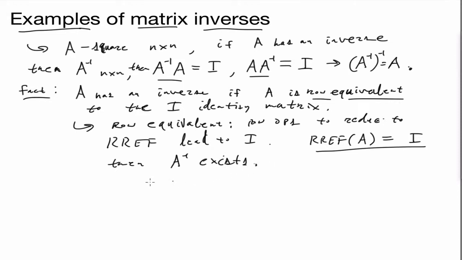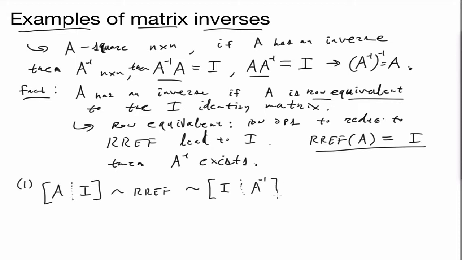Now the question is, let's find it. From the previous video, we saw there was a really nice trick. First we take A and augment it with the identity matrix, and then reduce to row echelon form. If you do enough row operations so that A reduces to the identity, then on the right-hand side of the augmented matrix will lie A inverse. That is our technique for finding an inverse.